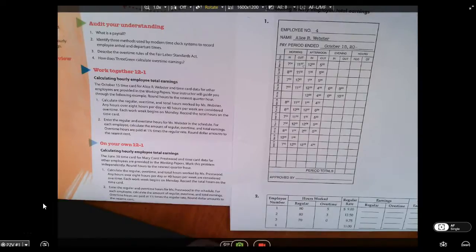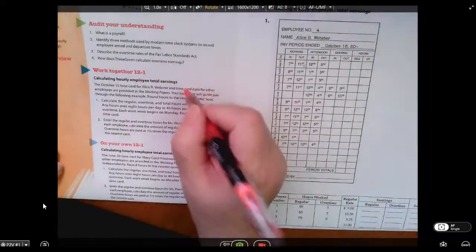Now I know we've all read the chapter and you've turned in your audit for understanding questions, but now what we're going to do is read the instructions together to find out what we need to do as the payroll administrators for this company. So what it's telling us to do is calculate hourly earnings.